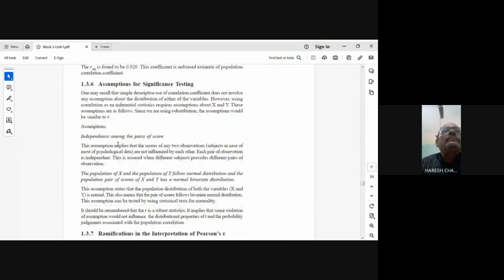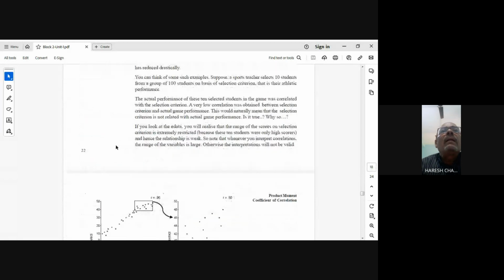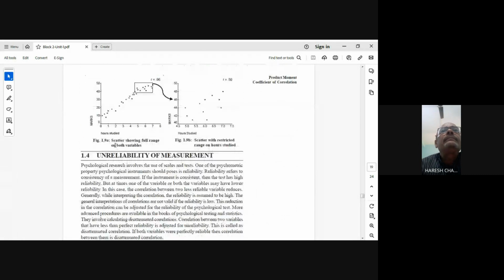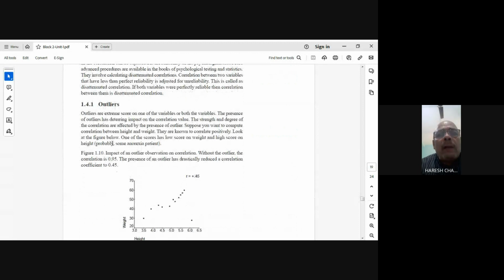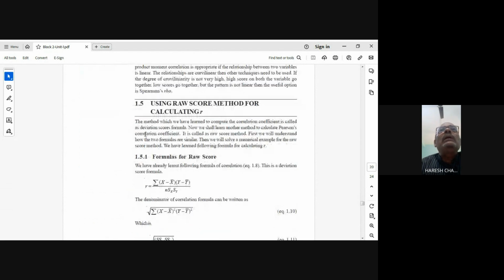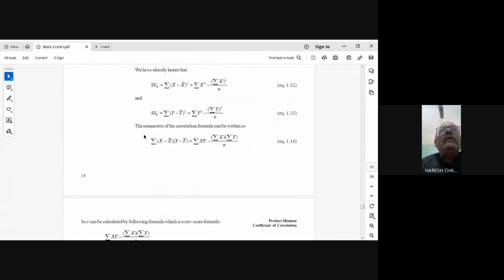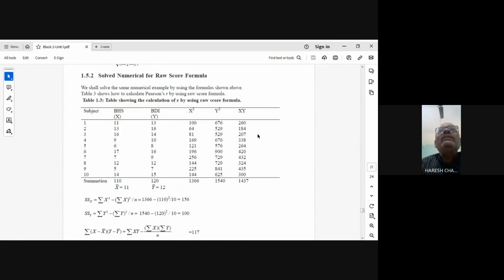Now, I will be covering important things like this. There are certain other things, outliers. Supposing in a data there are some extreme data, what kind of effect will it have on correlation? Those kinds of things you read and come to know. Another formula is there, another calculation, the same thing calculated in a different way. That is called the direct or raw score formula.